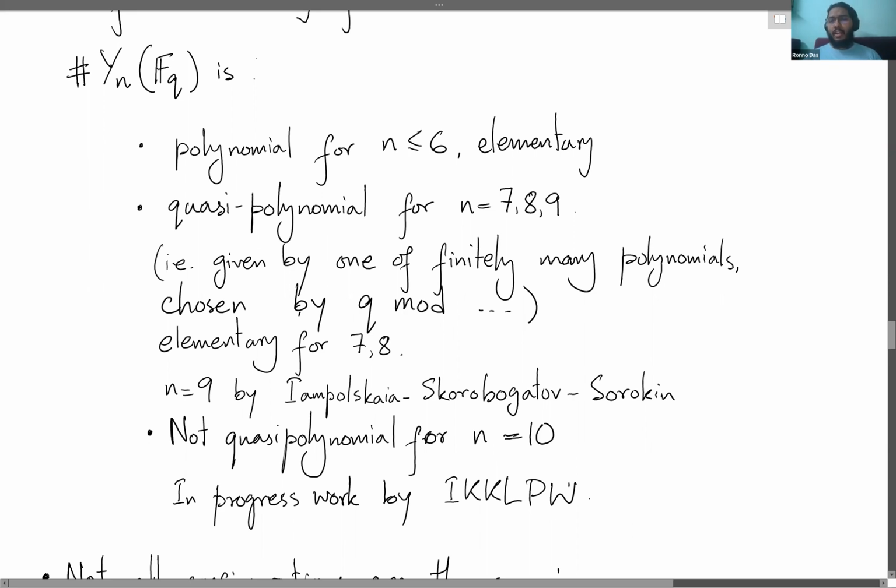For n equals 7, 8, or 9, it's quasi-polynomial. Well, what does that mean? It means it depends on the residue of q modulo some fixed number. For n equals 7, that fixed number is 2, so it just depends on whether q is odd or even. So if the characteristic is odd or even, you get one polynomial for q odd, one polynomial for q even. And then for n equals 8, I think there's like 6 choices, something like that. It depends on q mod 6.